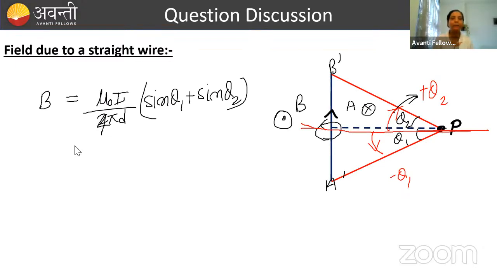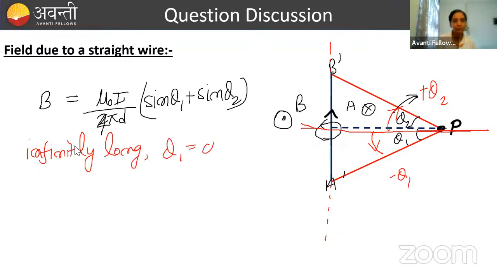One was, if the wire is infinitely long, if the wire is infinite on both sides, on both ends, in that case what was happening? In that case, theta 1 equal to theta 2 equal to 90 degree, and magnetic field will become how much? Mu naught I by 4 pi d. Again, I talked about semi-infinite wire. Then that formula was also there.